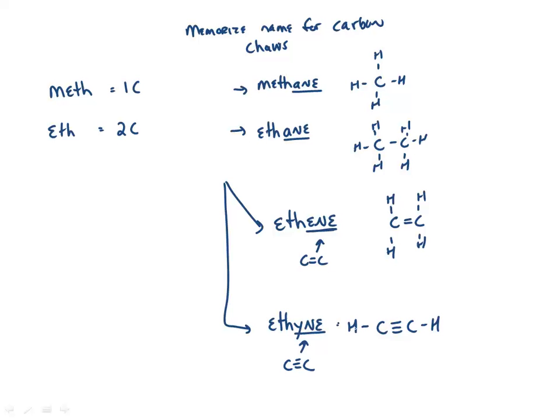So the idea is that we're going to have numbers to count from 1 to 10, so meth, eth, and we'll cover the rest in a second. And then we're going to have different suffixes that we stick on the end of those molecules. And that tells us what type of what we call a functional group is in those molecules.